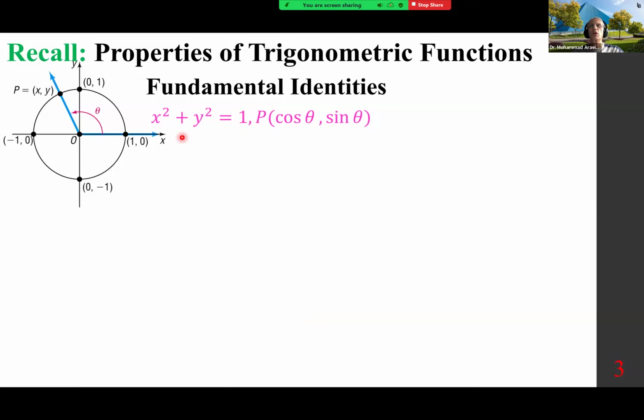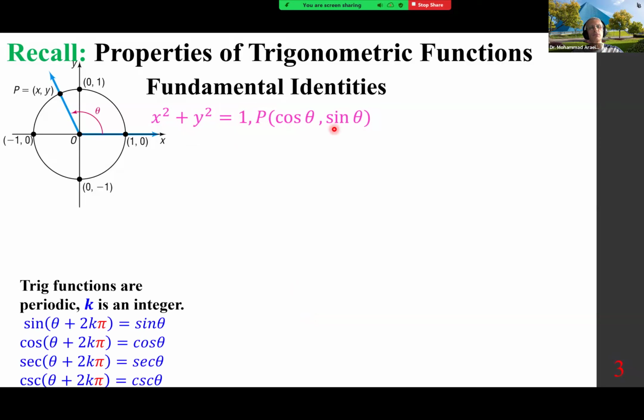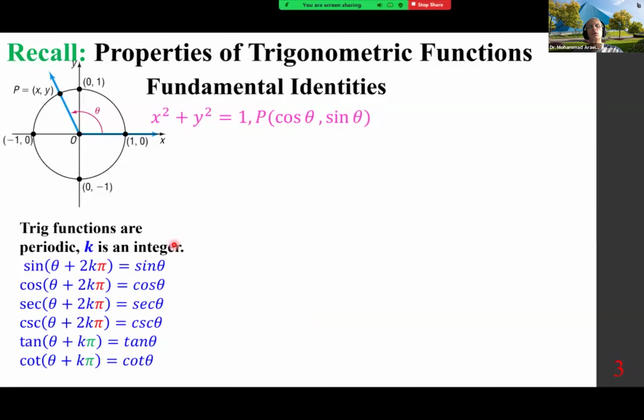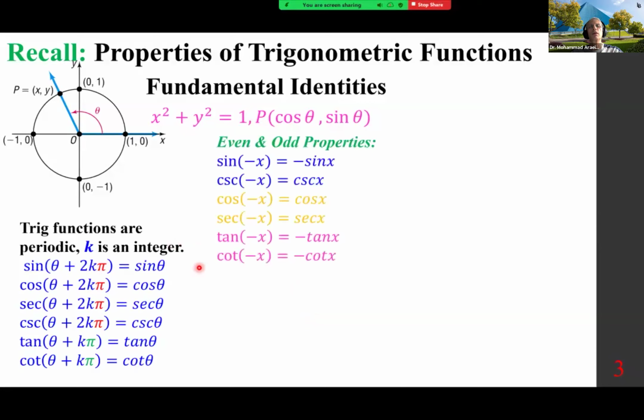X squared plus y squared equals 1 is the unit circle. A point has coordinates x or cosine theta, y or sine theta. All trigonometric functions are periodic with the period of 2 pi. Tangent and cotangent have a period of pi. All trigonometric functions are odd functions except cosine and therefore secant.